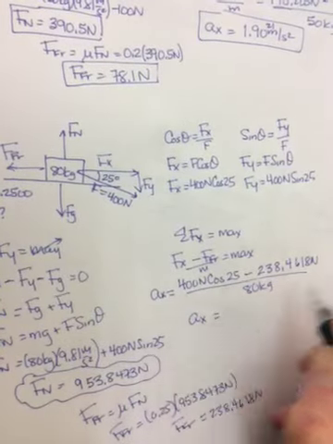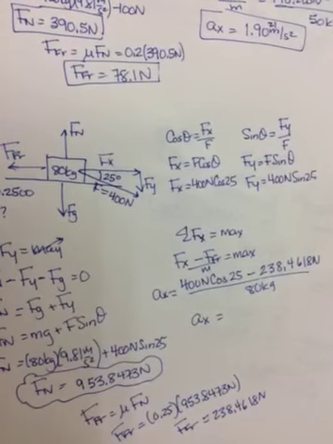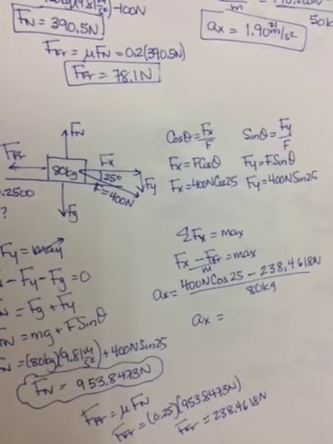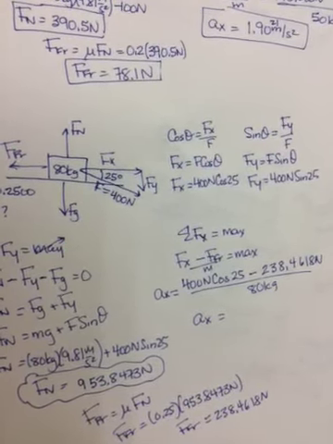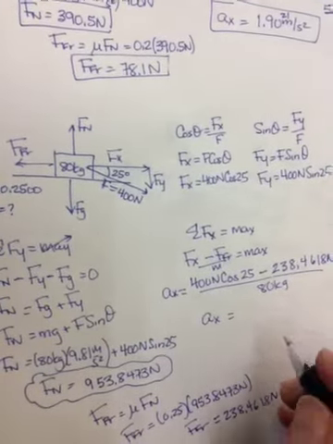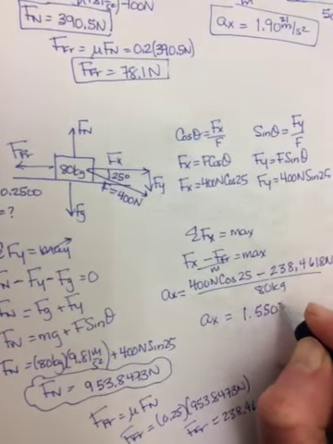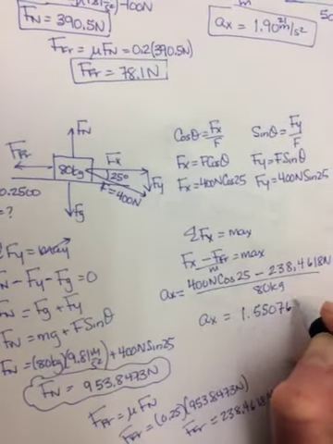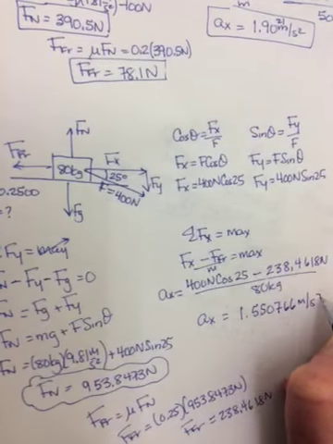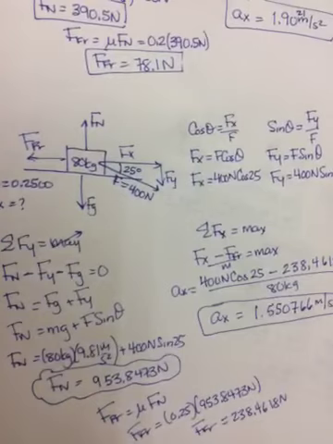So Ax equals, so that's a negative plus 400 times cos 25 divided by 80. And you should get 1.55. Look at that, it works. 1.550766 meters per second squared. Okay? Hopefully these are getting pretty good for you.